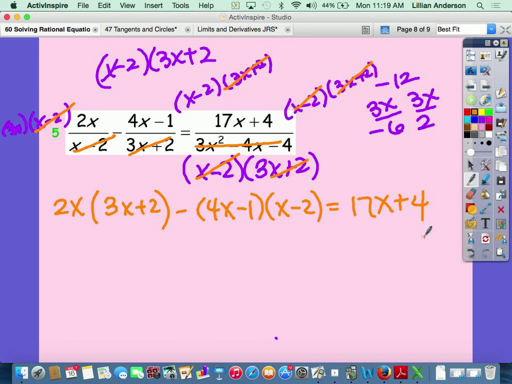Distribute: 2x and 3x make 6x squared, 2x and 2 make 4x. I'm going to FOIL first before I distribute that negative. It's 4x times x, 4x squared. 4x times -2 is -8x. And then minus 1x is -9x. Then -1 and -2.